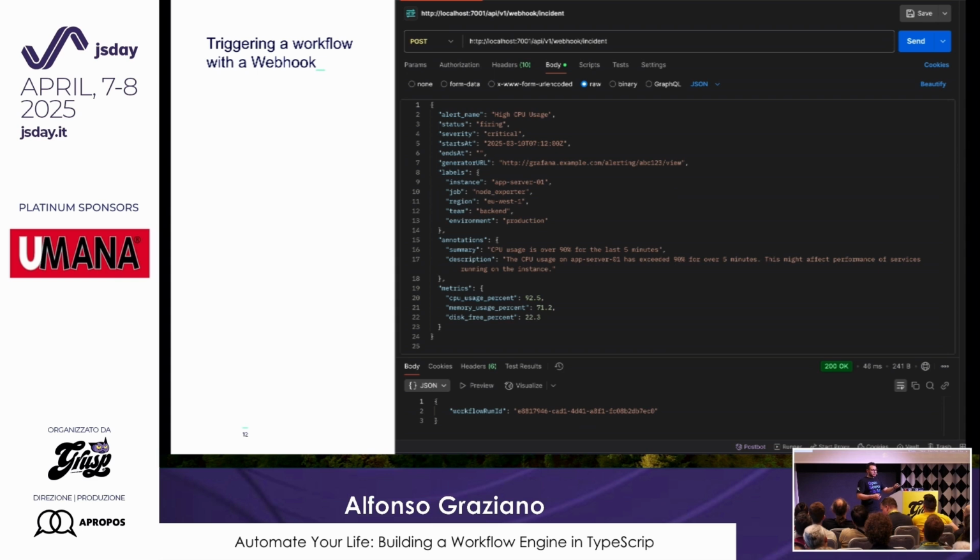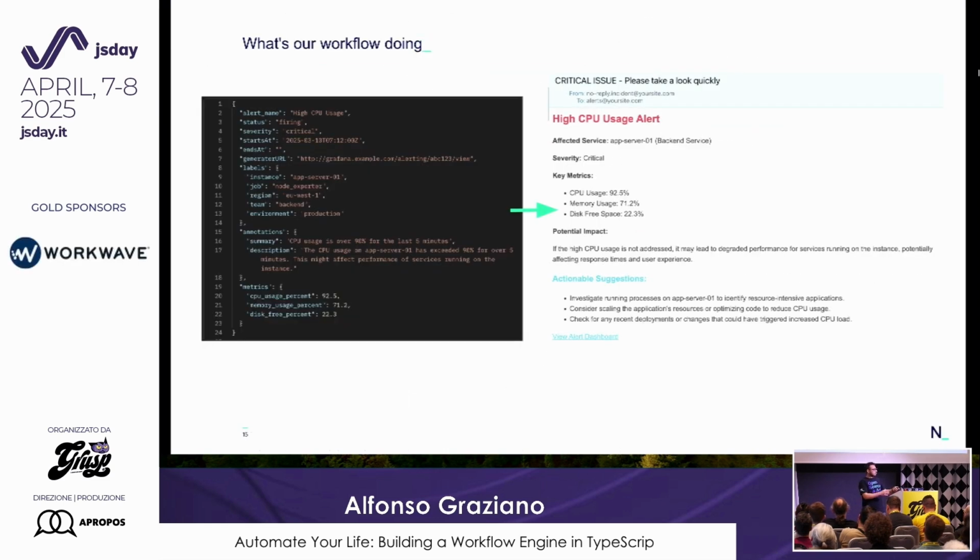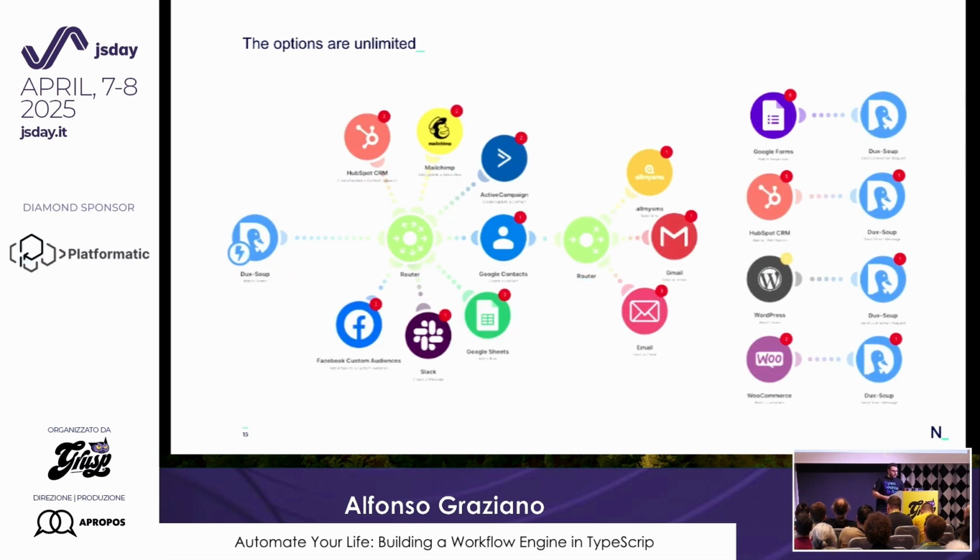Of course, we can trigger the webhook with Postman or anything that we like. And then this is the output. So we are transforming this input, which is basically just JSON code, into a human readable string that we can read, and we are sending that through email. Of course, the options are unlimited when we talk about no-code and low-code tools.